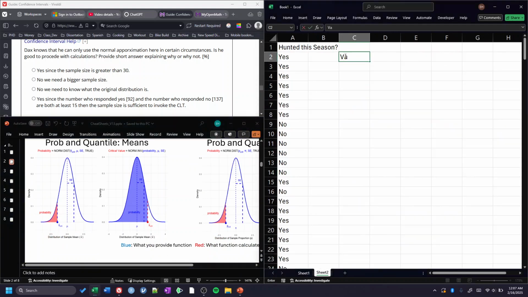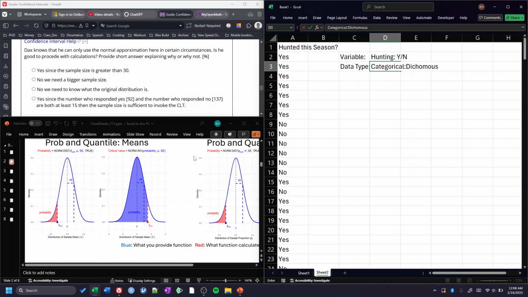Let's label our variable. We'll call this hunting, and the answers are going to be yes and no. So the data type is categorical, and specifically this is dichotomous, which means that we just have two options.